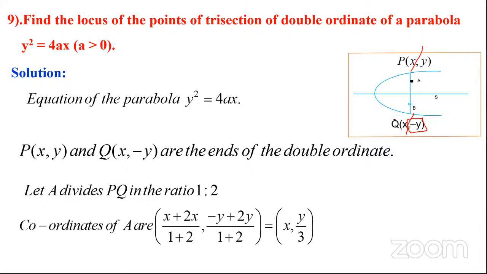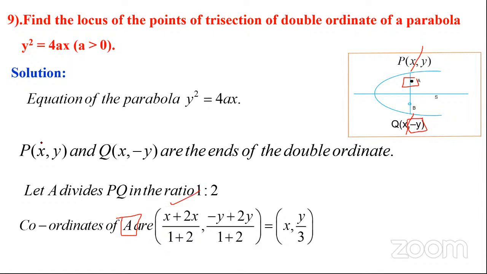So what is the ratio formula? (mx2 plus nx1) by (m plus n), comma, (my2 plus ny1) by (m plus n). This is for internal division, which we have here. So the coordinates of A, we have to find, are (mx2 plus nx1) by (m plus n), (my2 plus ny1) by (m plus n). From that we can solve this.